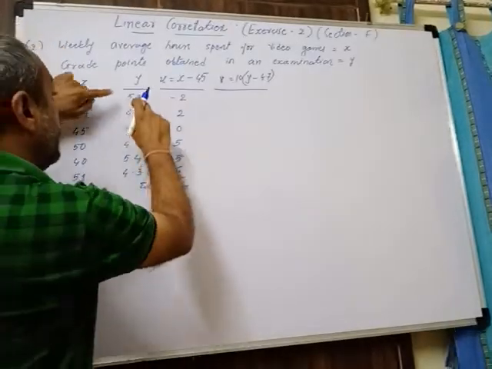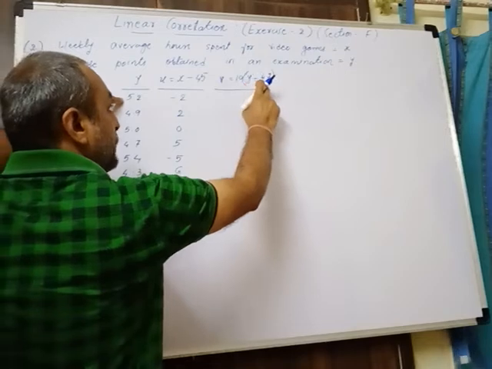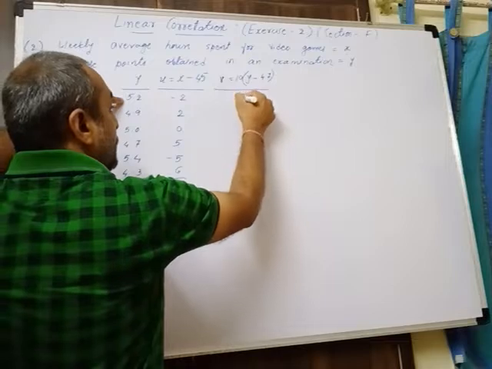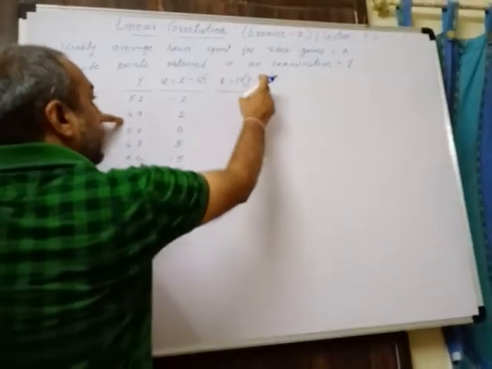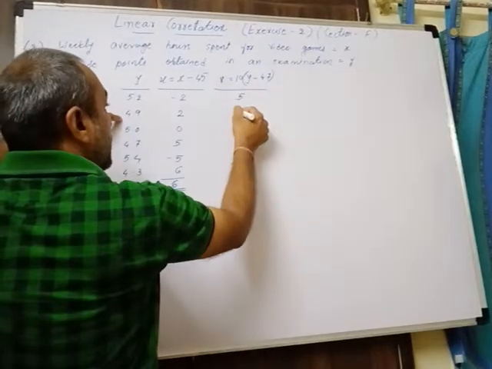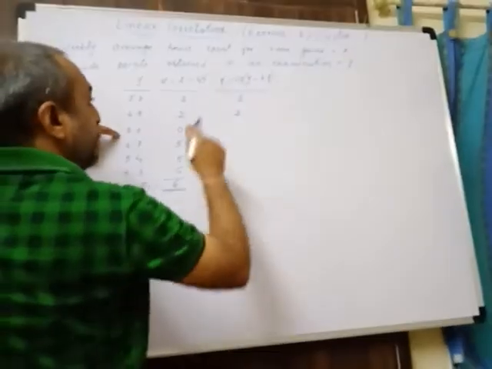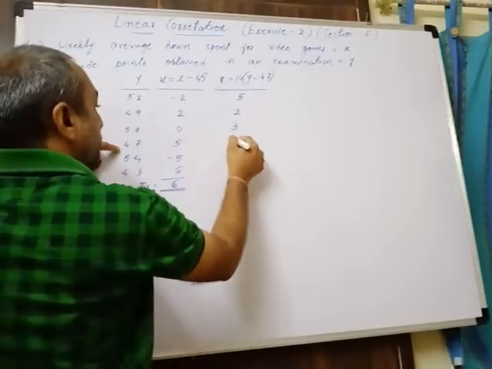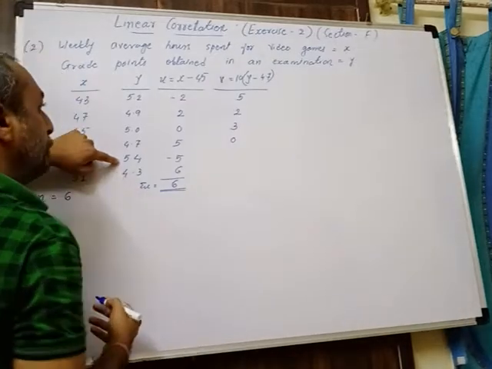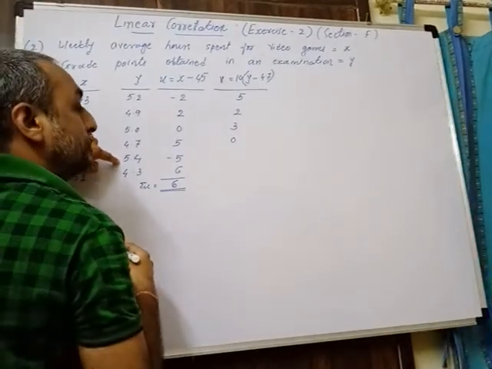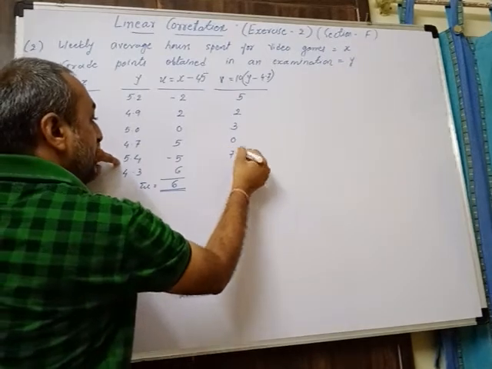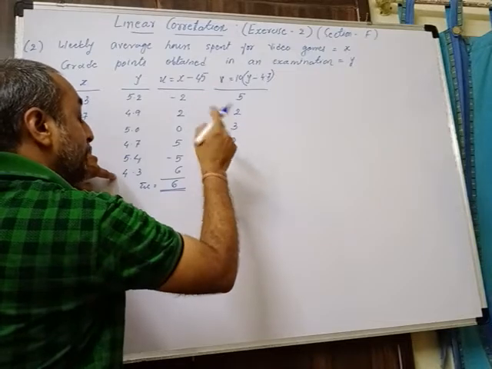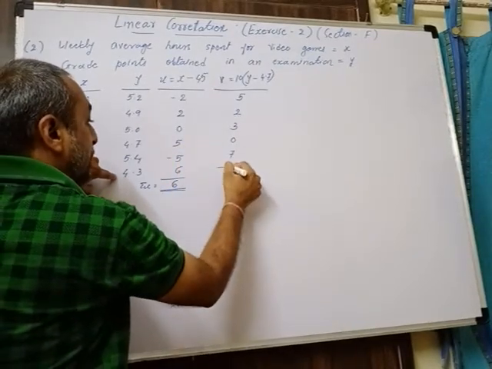Let me show you. The first value, 5.2 minus 4.7, equals 0.5, and 0.5 into 10 equals 5. 4.9 minus 4.7 is 0.2, and 0.2 into 10 is 2. 5.0 minus 4.7 is 0.3, and 0.3 into 10 is 3. 4.7 minus 4.7 is 0. 5.4 minus 4.7 is 0.7, and 0.7 into 10 is 7. And 4.3 minus 4.7 is minus 0.4, and minus 0.4 into 10 is minus 4.